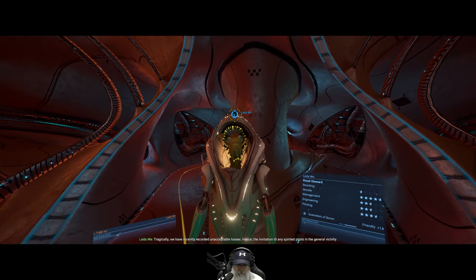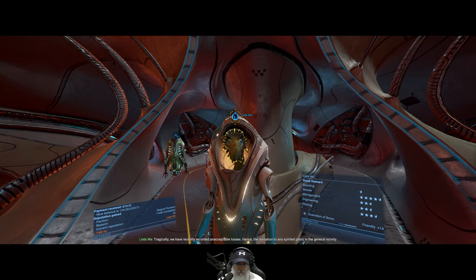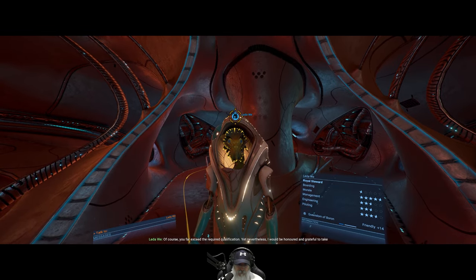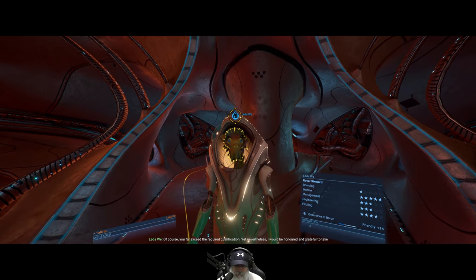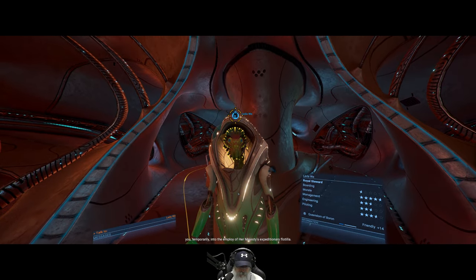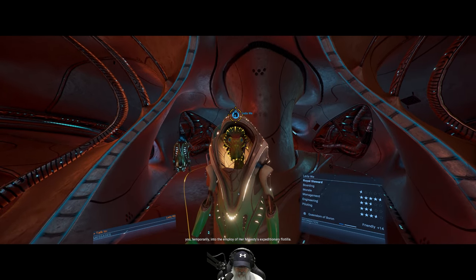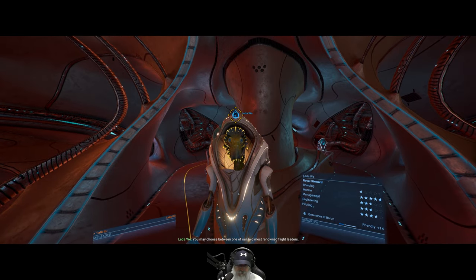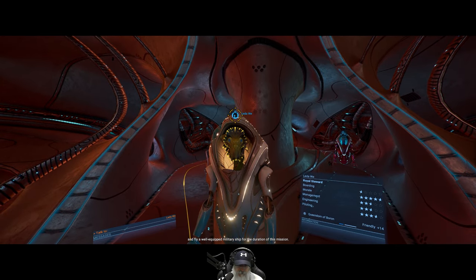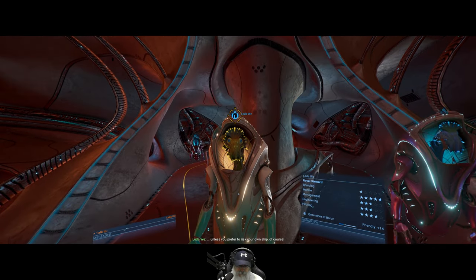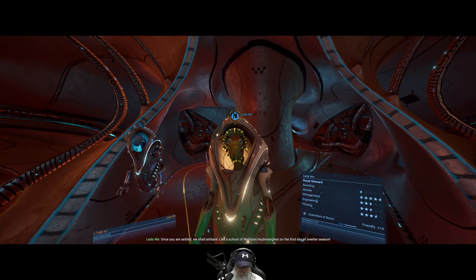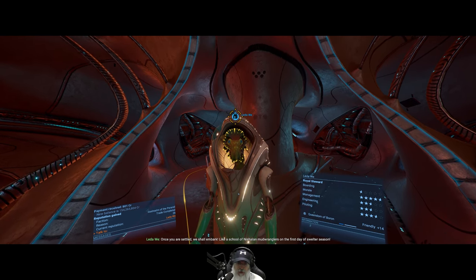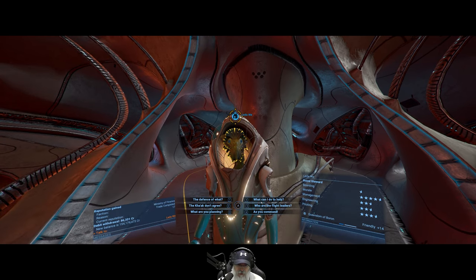Tragically, we have recently recorded unacceptable losses, hence the invitation to any spirited pilots in the general vicinity. Of course, you far exceed the required qualifications. Well, thank you very much. Nevertheless, I would be honored and grateful to take you, temporarily, into the employ of Her Majesty's Expeditionary Flotilla. You may choose between one of our two most renowned flight leaders and fly a well-equipped military ship for the duration of this mission. Unless you prefer to risk your own ship, of course. That depends upon what you're going to give me. Once you are settled, we shall embark. Like a school of Nishalon mud wranglers on the first day of swelter season. Nishalon mud wranglers. Wranglers. Yeah, okay.